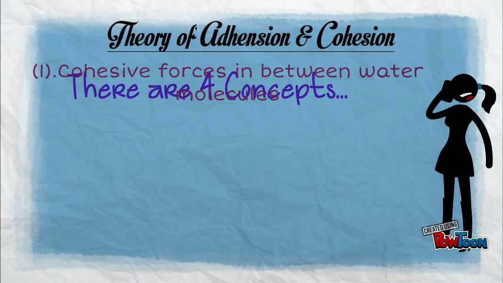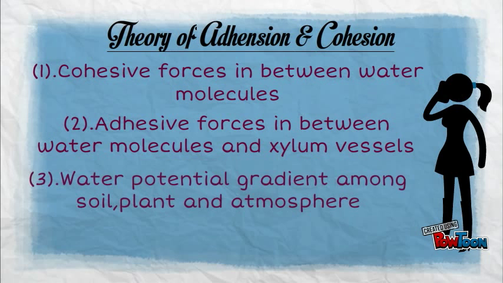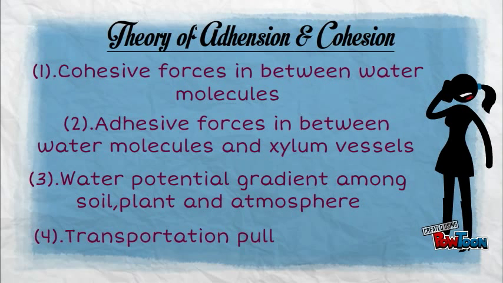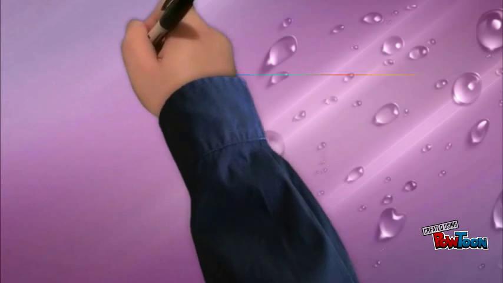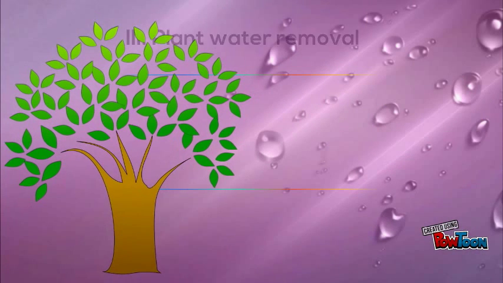Then removal of water by plants. Plants take up a high amount of water, but only around 1% is used for metabolic reactions. The rest of the water is removed from the plant using two pathways. They are transpiration and guttation.